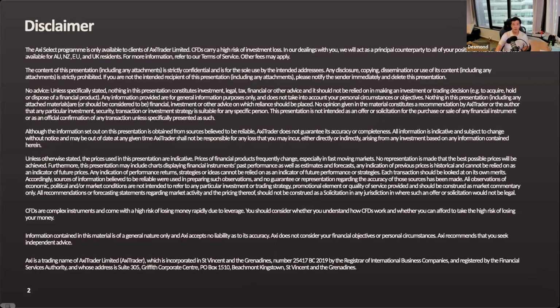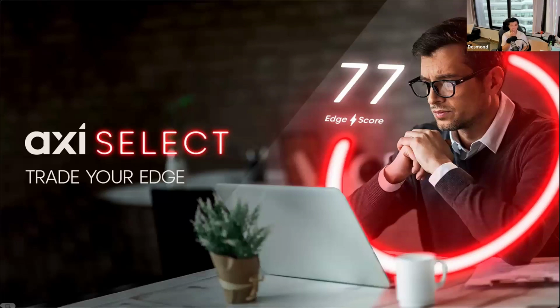For those of you wondering what Axi Select is: as long as you have a live account with Axi, I think minimally a 500 USD account, you can take part in the Axi Select program. The better you trade, the more they will fund you. I think they have a few stages to do that, phase 1, phase 2, phase 3, phase 4, and it scales up all the way to $1 million.